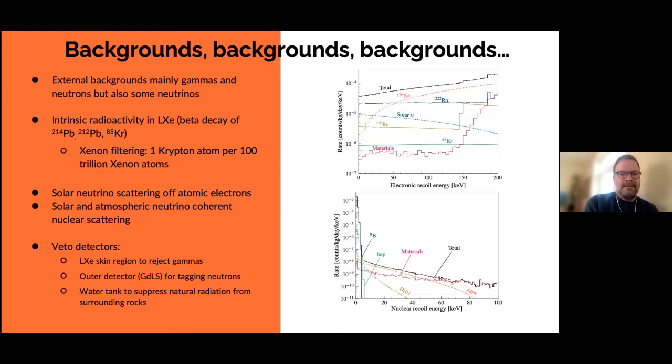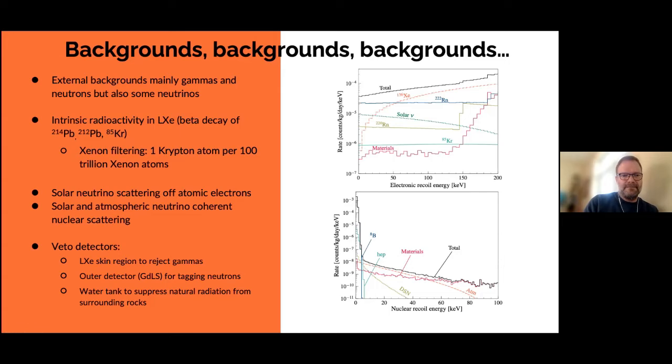And before you start your experiment, there is a big campaign to remove any krypton from your xenon. This goes down to 1 krypton atom per 100 trillion xenon atoms. Neutrinos can give you background by scattering off atomic electrons, or you can get coherent neutrino nuclear scattering.